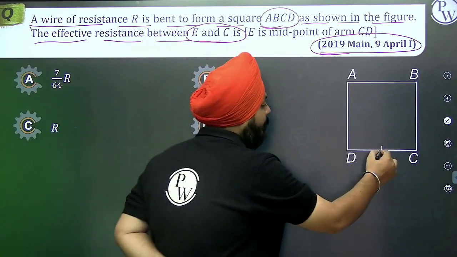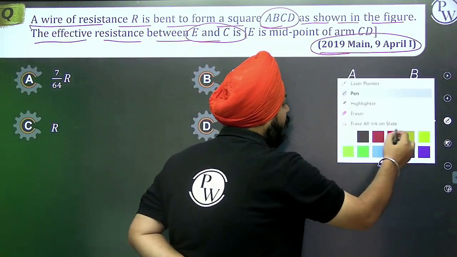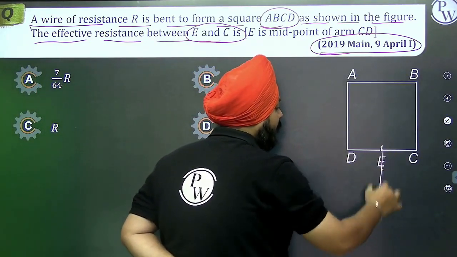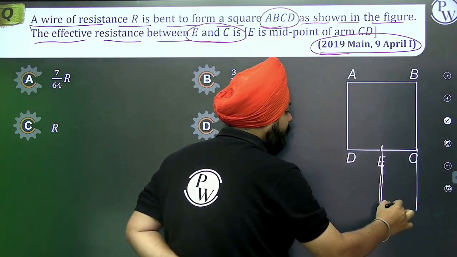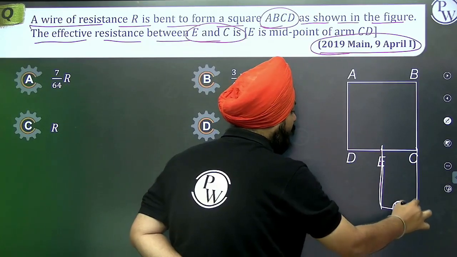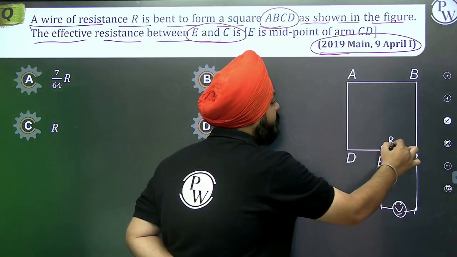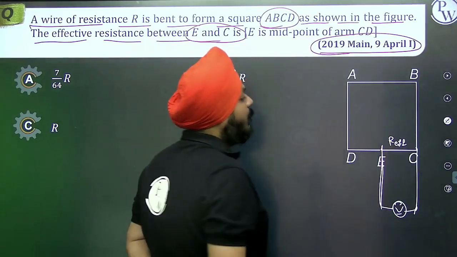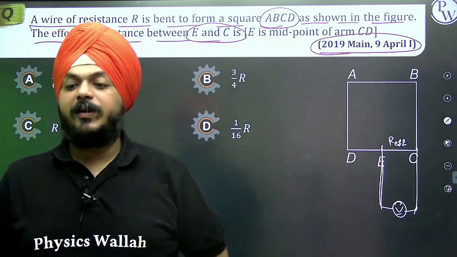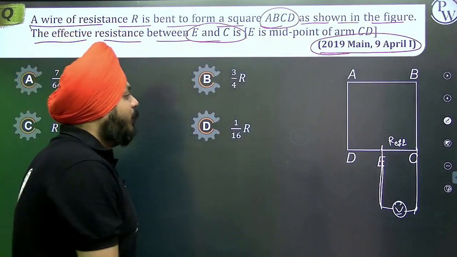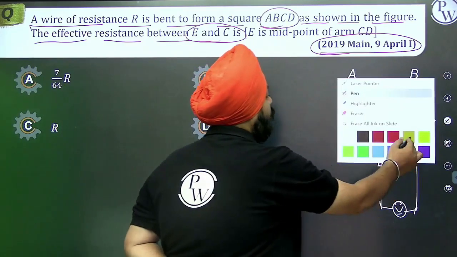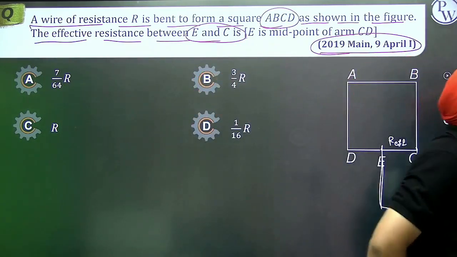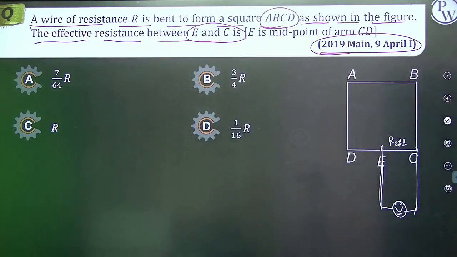Suppose I am pointing out these two terminals and connecting a potential difference V between them. Then what will be the effective resistance between these two? First of all, I'm moving aside on a countdown of 5. If you want to write it down by pausing the video, you can. 5, 4, 3, 2, 1. That's it.